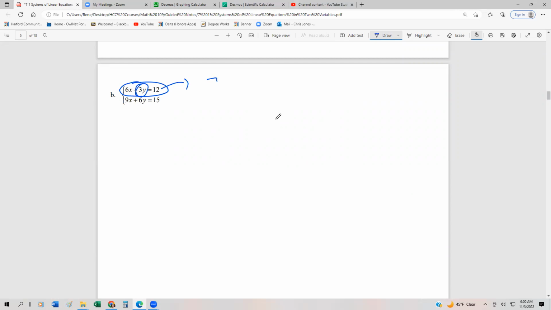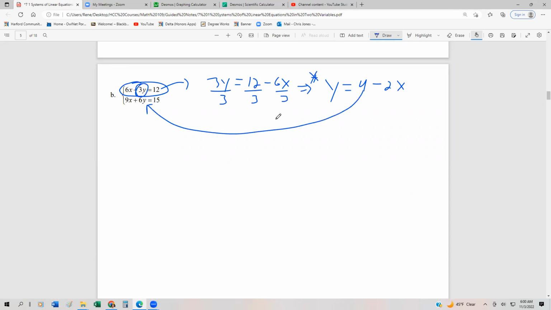And so I'm going to subtract 6x, so 3y equals 12 minus 6x, and then I'm going to divide by 3. And so I get y equals 4 minus 2x. Now let's hold on to this because that's going to be helpful. And I'm going to substitute that all the way back down here. So I get 9x plus 6 times the quantity of 4 minus 2x equals 15.